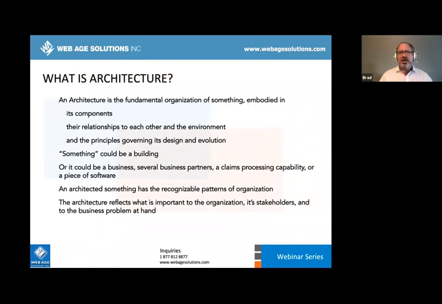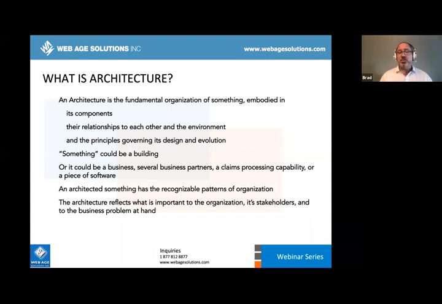When we speak of architecture, we mean the fundamental organization of something. And that organization is embodied in its components, the parts that make up the something, the relationships of those components to each other, and the relationships of those components to the environment. And it is about the principles that govern the design of the thing and the evolution of the thing.